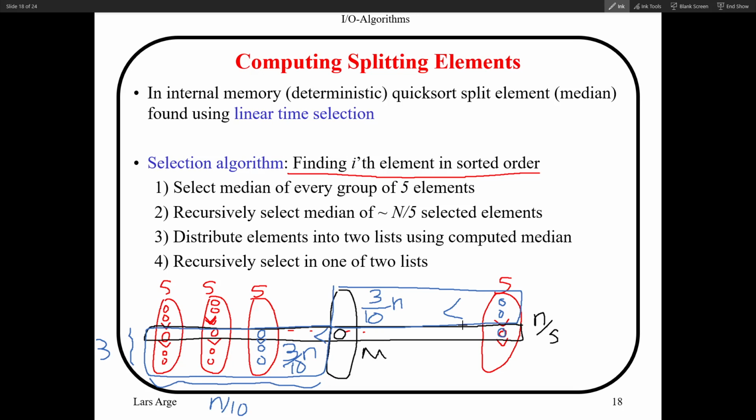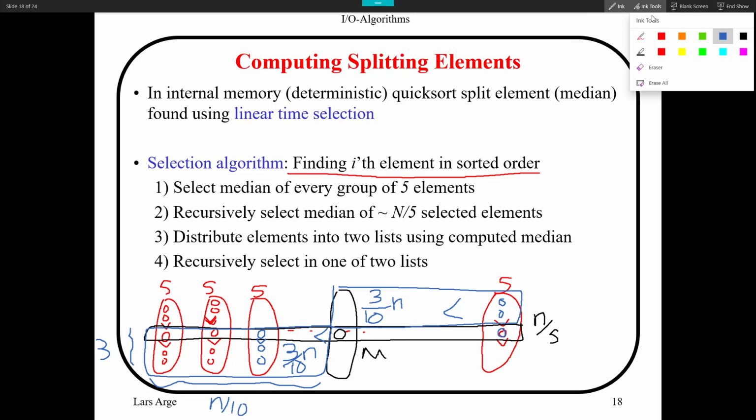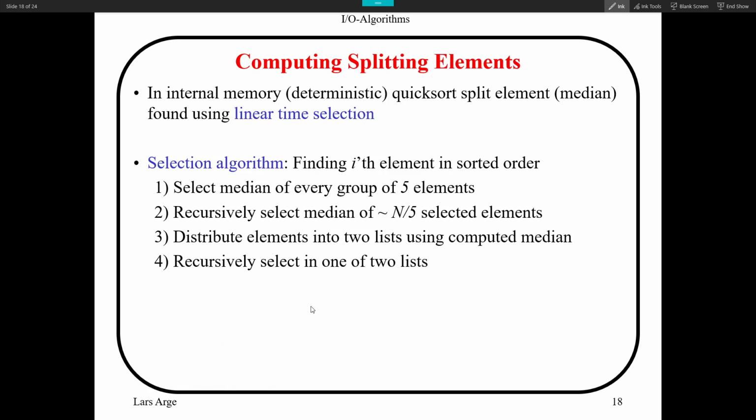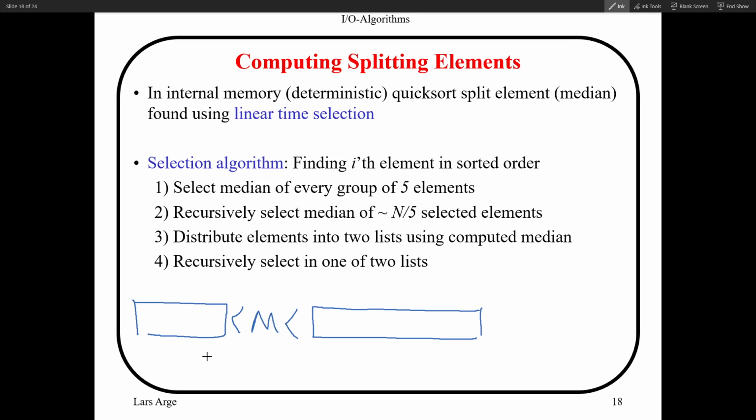Then I split this array, the input array, using M. Okay, so let me erase everything. So I look at the array and I split it into 2 chunks. A chunk that is smaller than M and a chunk that is larger than M. Based on what we have shown so far, there is at least 30% of n over here and at least 30% of n over here. Of course, one of them is going to be larger, but there is at least 30% of them. Then we recurse. We recursively find the rank i in each one of them.